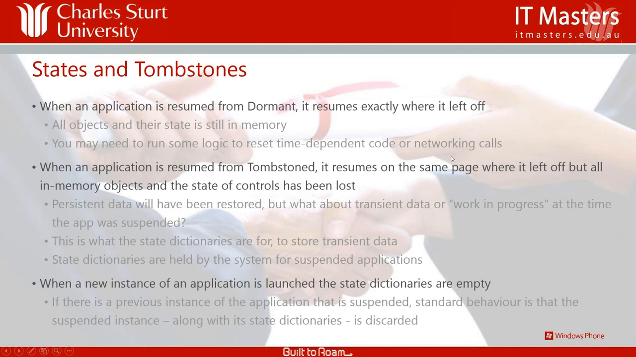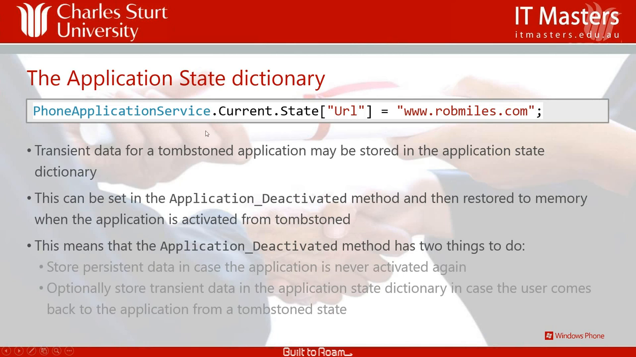Now, I've talked about persisting the transient state, so the question is, how do we do that? I kind of touched on this concept of state dictionaries, and this state information can basically be saved in these state dictionaries, and they exist at two levels. There's an application-wide state dictionary. We can see here that the PhoneApplicationService.Current.State is a key value dictionary where we can basically put in any serializable object. You can do this at the application level.